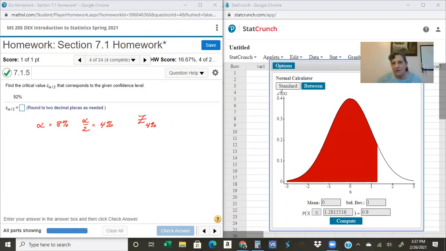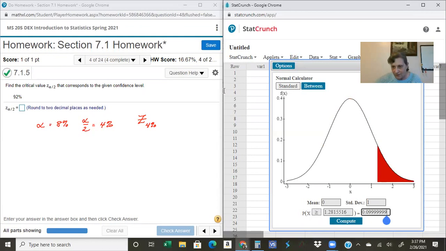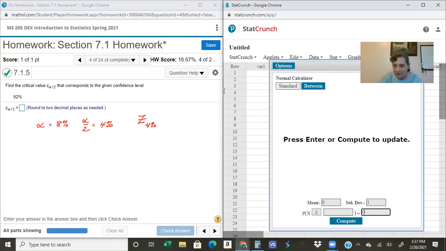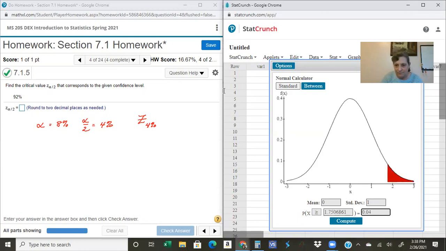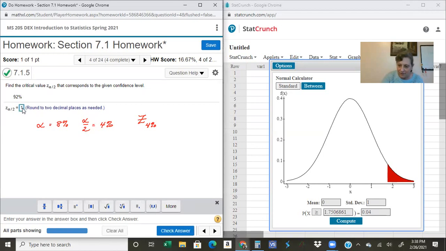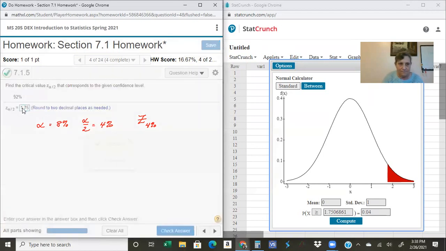Another way to do this is just come over here to our calculator, set this at greater than or equal to 4%, 0.04, remember, and that's going to be 1.75, 2 decimal places, and that's how you do it.